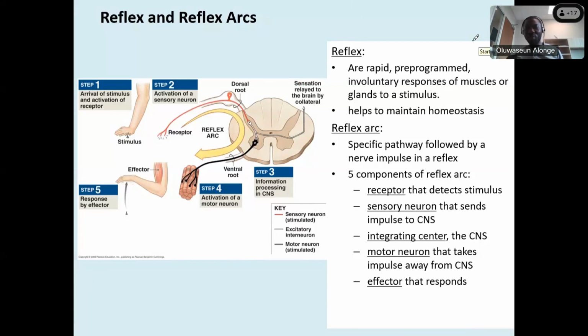Now, ideally, you expect that the actions of your muscles should be voluntary actions, not always. Now, when it is not a voluntary action, we call it reflex.